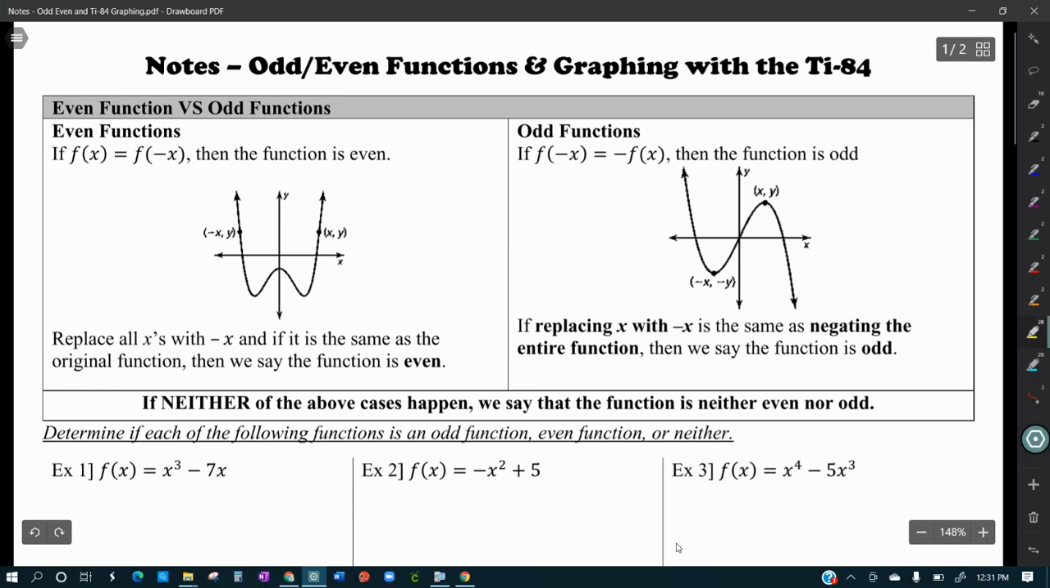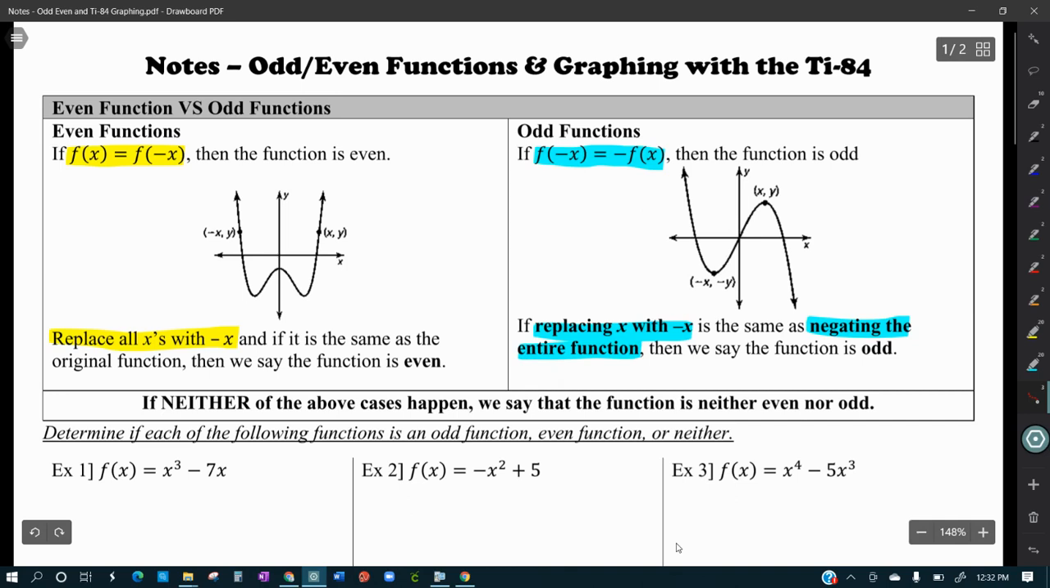The rule to determine if it's an even function is that the original function has to equal f of negative x. What that means is we're going to replace all x's with negative x and simplify. If it's the same as the original, it's even. On the other hand, an odd function is defined as f of negative x equal to the negative of the original function. So in this case, we replace all the x's with negative x, and if it's the same as negating the entire function, then we say that it's odd.